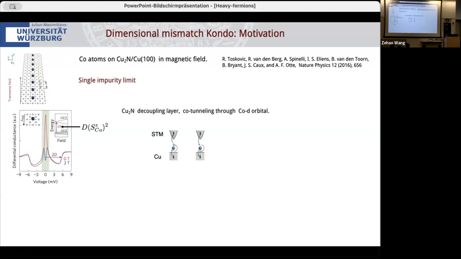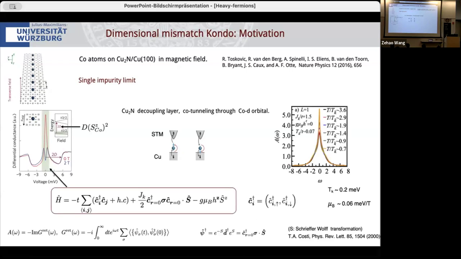And this is what happens when you put in a magnetic field. This Kondo resonance is broken. You break time reversal symmetry, and that's breaking the symmetry which protects your Kondo.